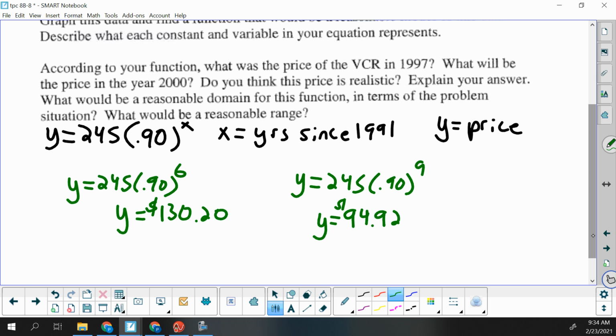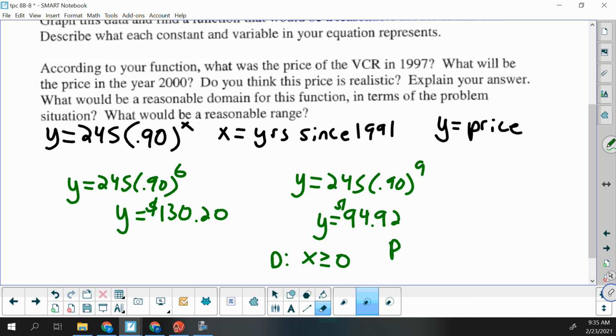Now our domain and range for this, so our domain, time can go on forever, so we'll have x is greater than or equal to 0. But for the range, our value of 0, it's probably never going to actually hit 0. And because it's decreasing, it's going to stay below 245. So y is going to stay in between 0 and 245, but not including 0, because the price, when it's exponential, will get closer and closer to 0, but never hit it.